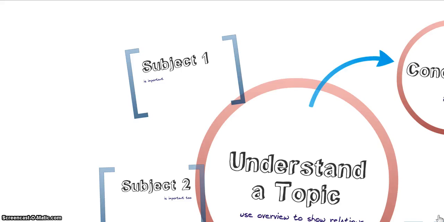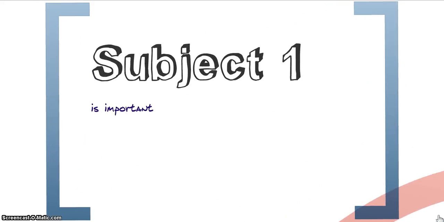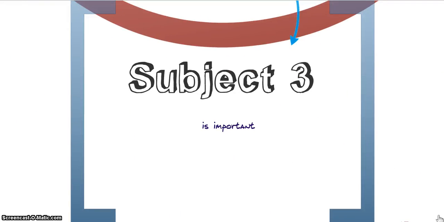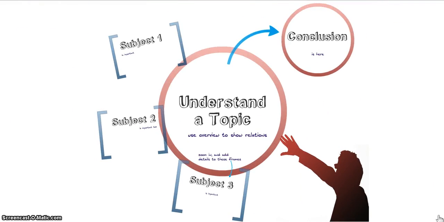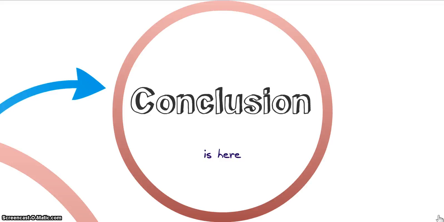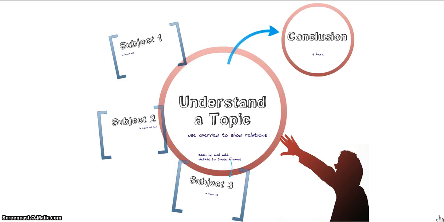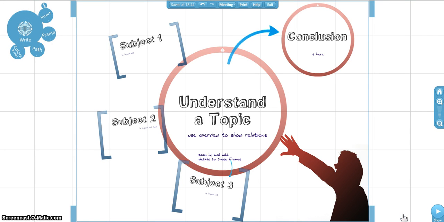So it went from the center out to Subject 1, down to Subject 2, Subject 3, back to the center, and then the conclusion. So this would be a good template for a presentation in any class. To get out, you need to hit End Session, or that little X.